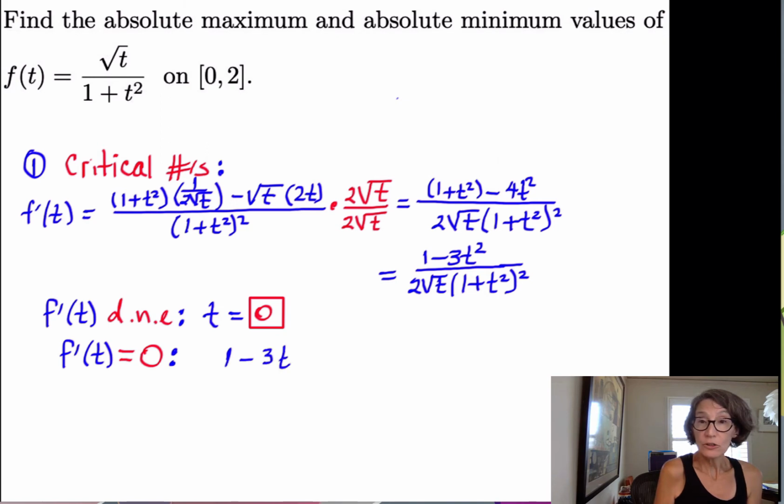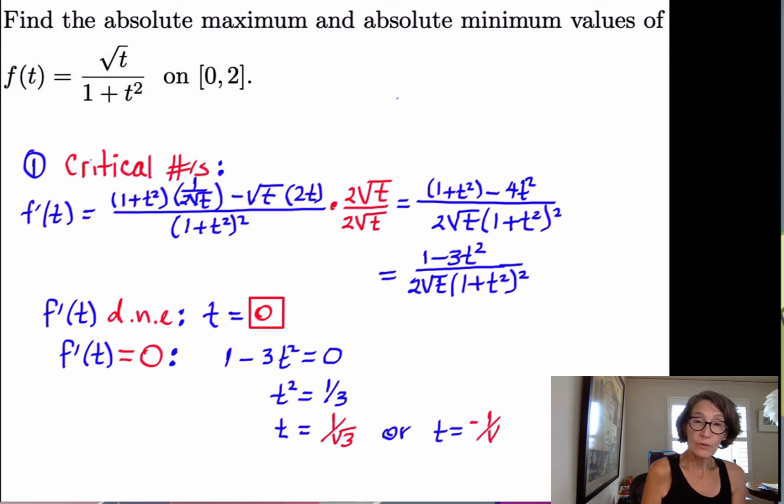All right, so where is the derivative equal to 0? Well, we have to set the numerator equal to 0 and solve that. So 1 minus 3t squared is equal to 0 when t squared is 1/3. And that means t is either positive 1 over square root of 3 or negative 1 over square root of 3. But only the positive one is in the closed interval from 0 to 2. So that one is a critical number. So we have two critical numbers, t equals 0 and t equals positive 1 over square root of 3.